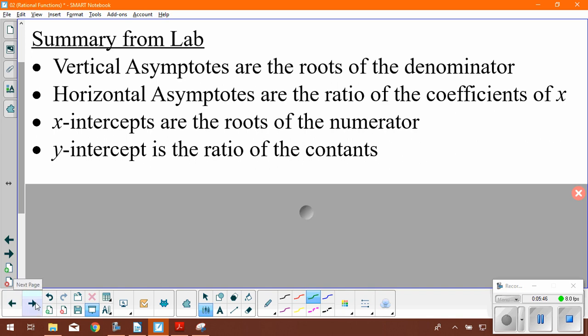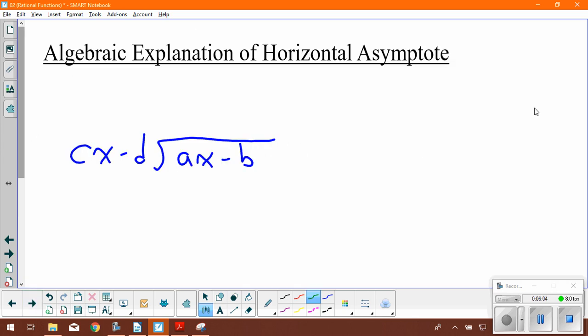Okay, so the only one that might need a little explanation here, I think, is the y-intercept: you plug in x equals 0, so that's why it becomes b over d. The horizontal asymptote may need a little bit of explaining here, so I'm going to show you a couple ways. Okay, so we're going to do this algebraically. Now for the first explanation, you don't have to copy this down. Okay, I just want you to watch and see what happens here.